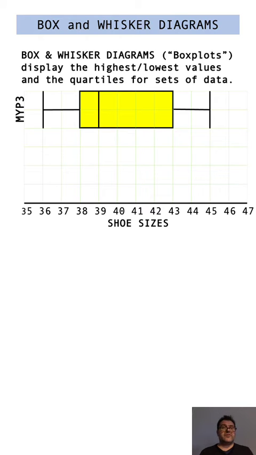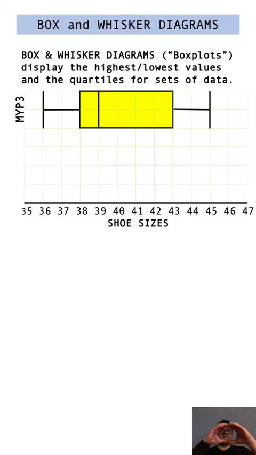So it shows a lot of things. It shows that the very lowest value is 36. So that's the very bottom of this diagram. You can see it lines up with 36. The very top of the diagram lines up with 45 to show you the highest value.